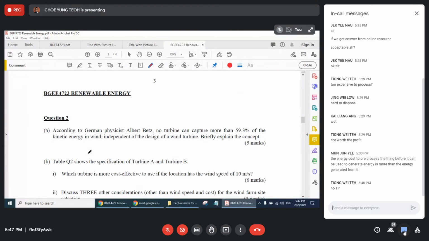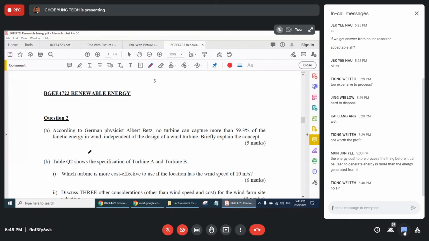Okay, so next one, question 2. According to these Albert Betts, no turbine can capture more than 59.3% of the kinetic energy of the wind, independent of the design of the wind turbine. Briefly explain the concept. Okay, even your system is the best, you also won't capture more than 59.3% of the kinetic energy in the wind.